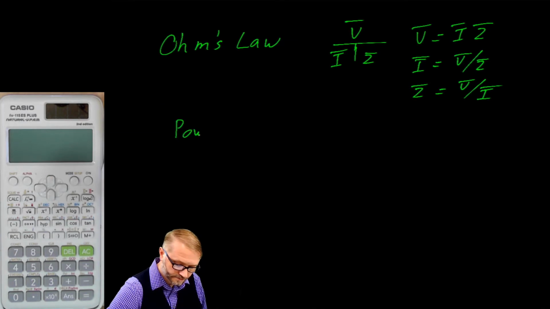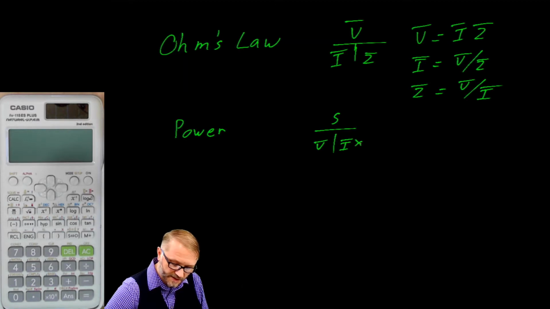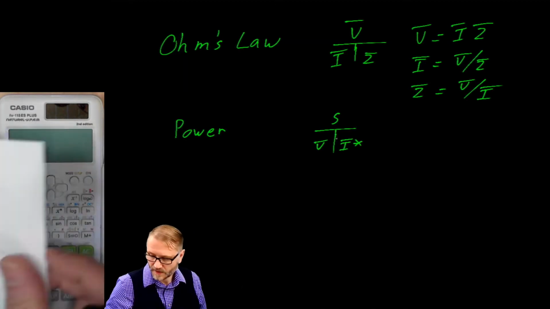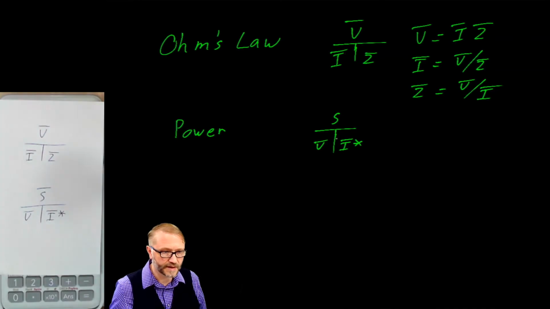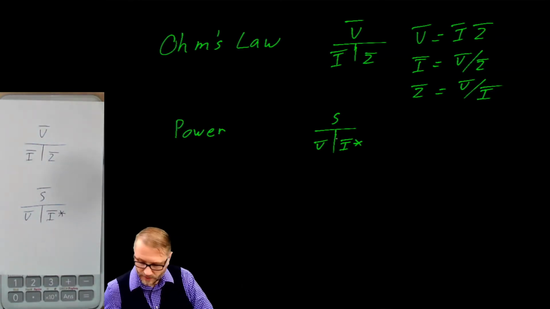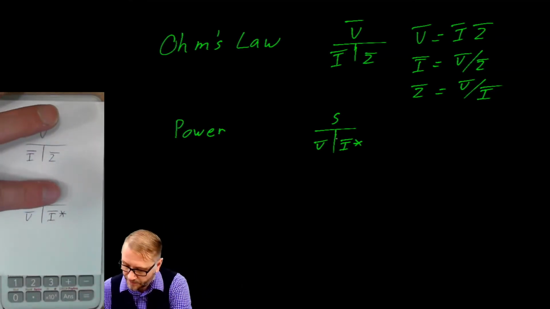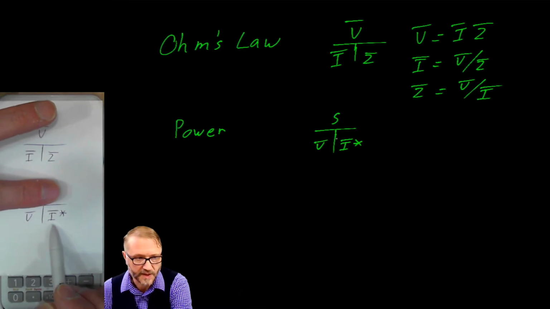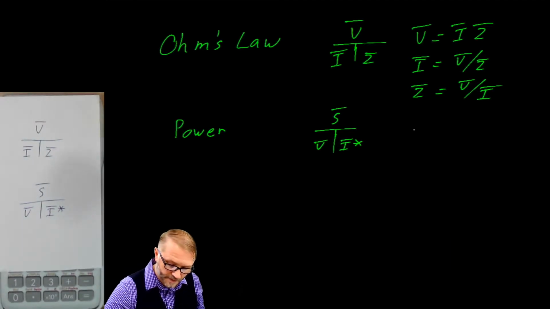Power. Complex power is the voltage vector times the complex conjugate of the current. For both of these, we can use the cover-up method. For example, if you wanted to calculate complex power, that is a voltage times the complex conjugate of the current. So complex power is voltage times the complex conjugate of the current.